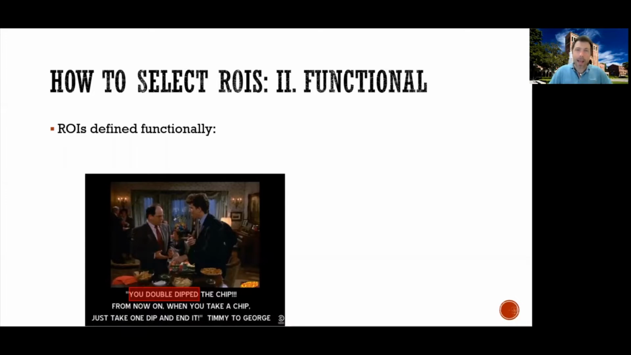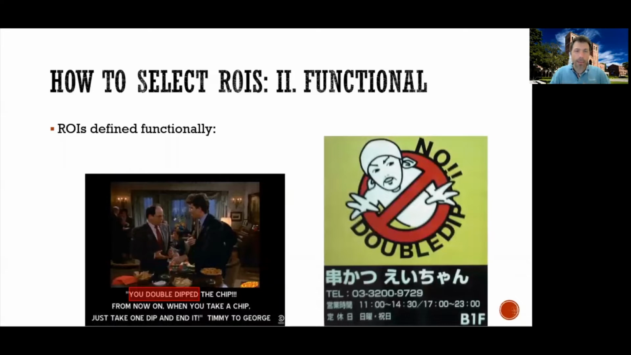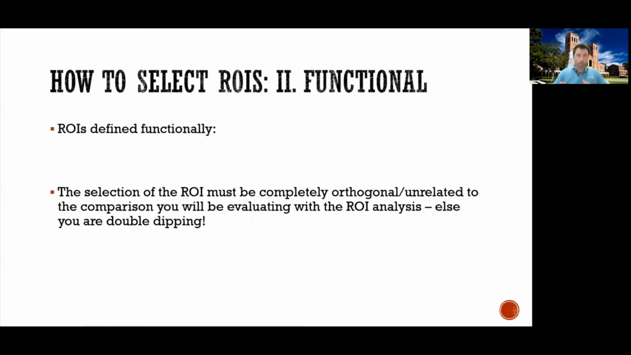Okay, I'll give you an actual brain example in just a second. But very important, we really do not want any double dipping. Okay, this is really key. So it's crucial that the way in which you select the ROI must be completely orthogonal, completely unrelated to the comparison that you're planning to do with the ROI analysis. If that's not the case, if the way in which you're selecting the ROI is not entirely orthogonal and completely independent of the analysis you're planning to do, then you're double dipping.